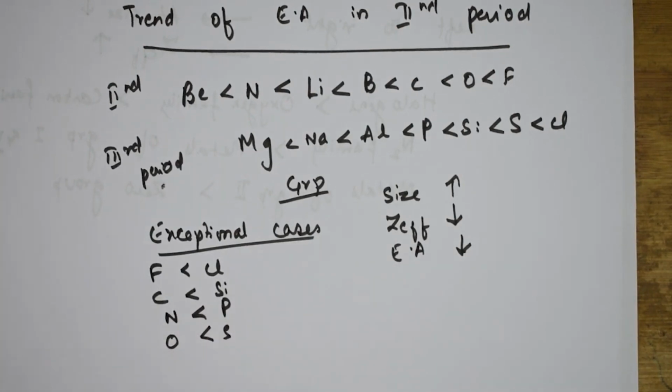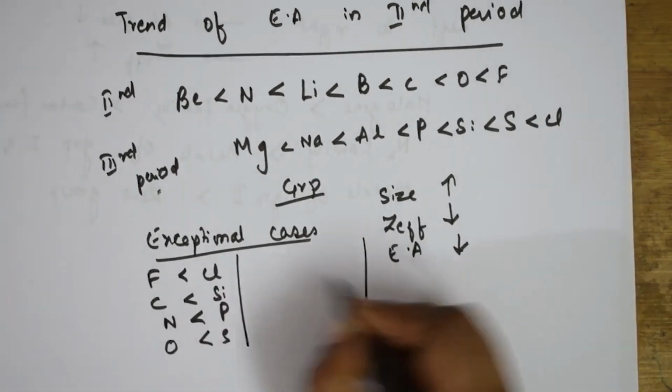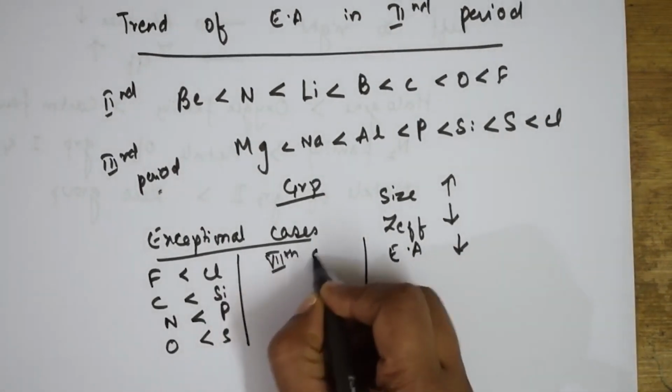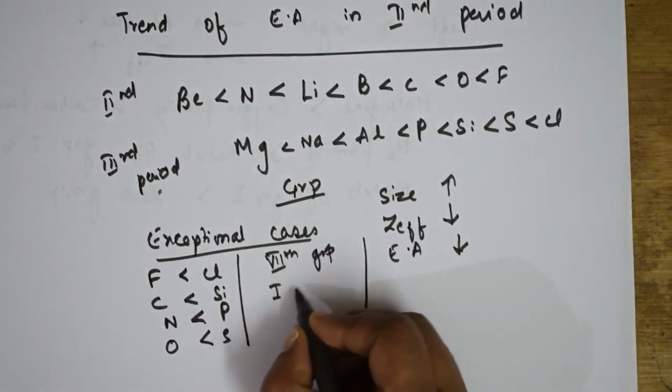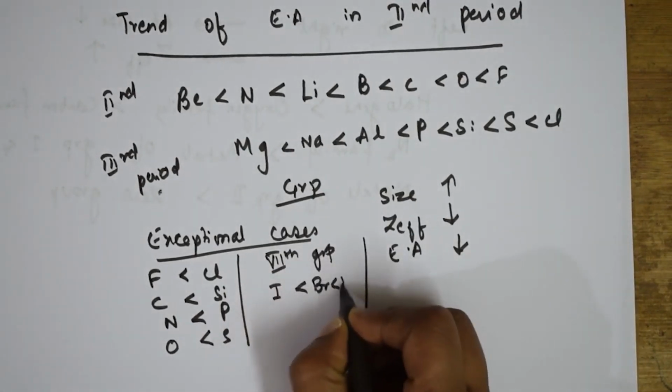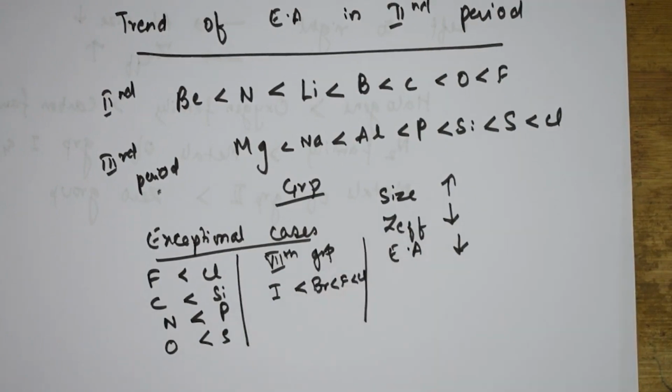So in case of the second period also, because the size is very small and the electron repulsion is more, the addition of an extra electron will become very difficult. So this is basic information, students. So remember one important thing, the sequence of electron affinity. Suppose I have to write the seventh group, I'm writing it here because of the exceptions also. In the seventh group, the order is iodine less than bromine, less than fluorine, less than chlorine.